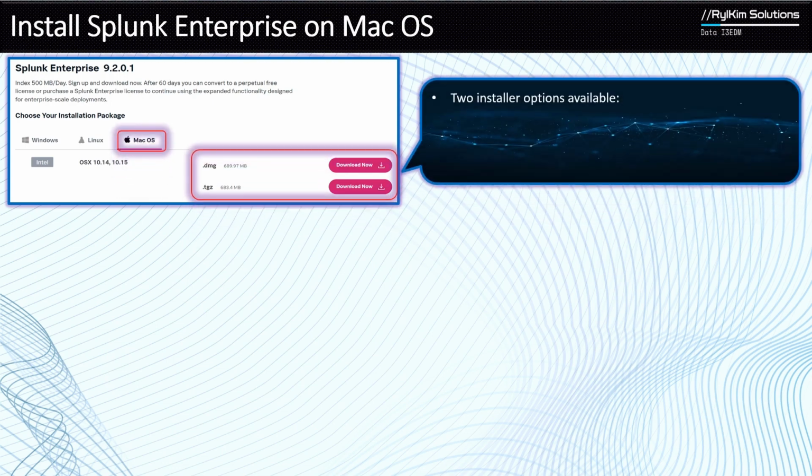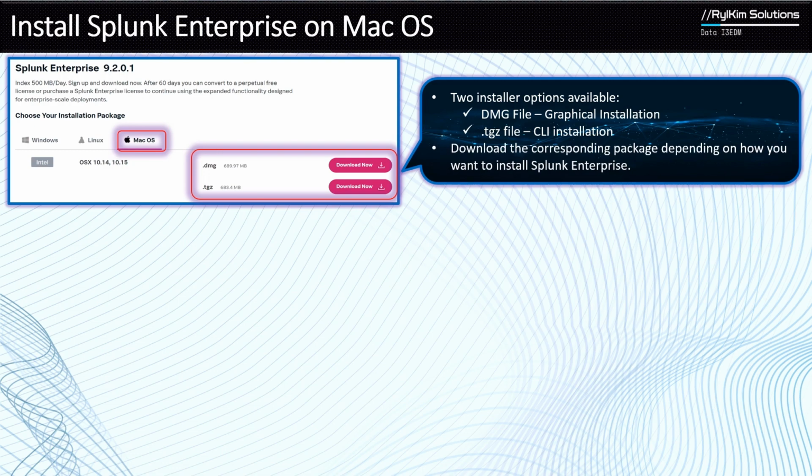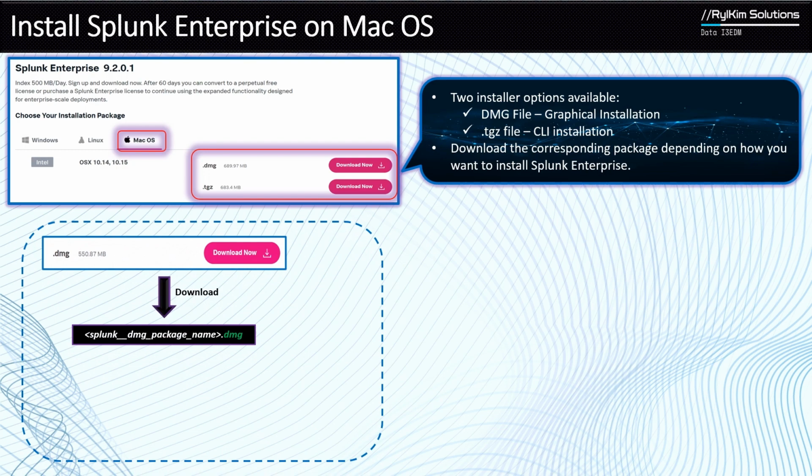So what you realize is you have two installer options there. The first one is a DMG file that you can use for a graphical installation. And then the second option is a tar file that you can use for a command line or CLI installation. So what you have to do then is just download the installer that corresponds to what you want to do. The first case we're going to see here is the graphical installation.